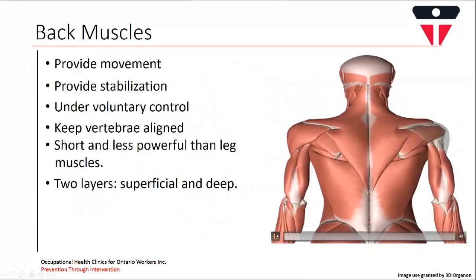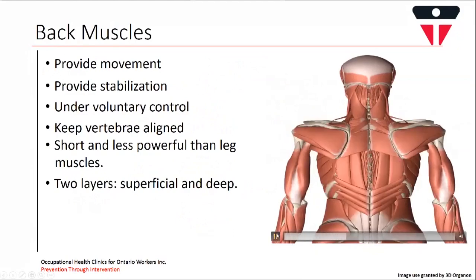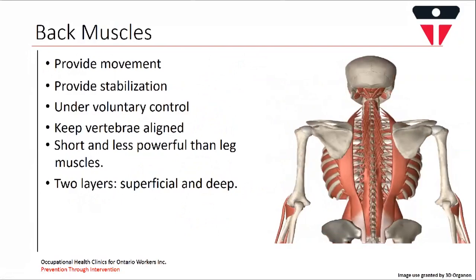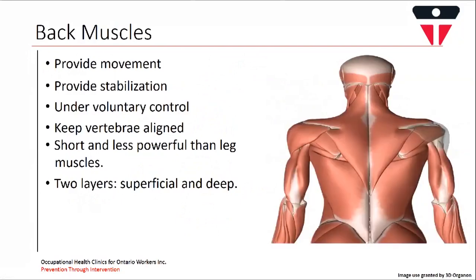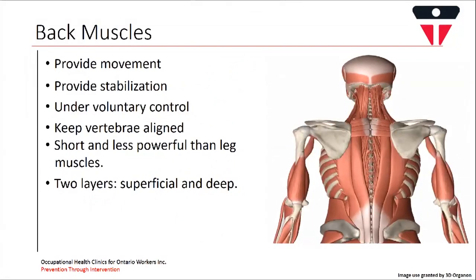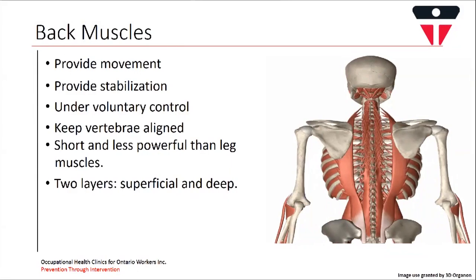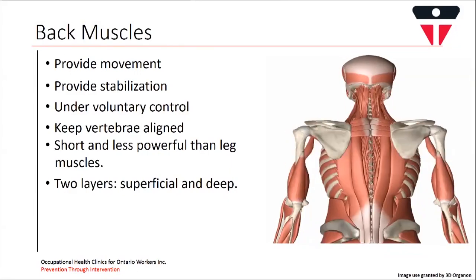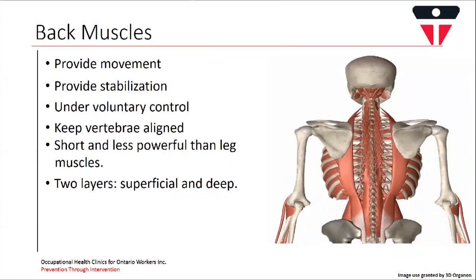Muscles provide movement and stabilization, and are under voluntary control, meaning we tell them to move. We have muscles in our body, like the heart, that we can't actually control and tell what to do. We also have to keep the vertebrae aligned. Back muscles are short and less powerful, compared to muscles like the legs. And there are 2 layers, the superficial and the deep.